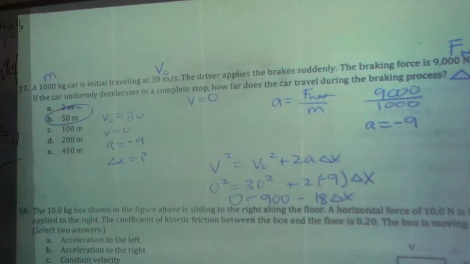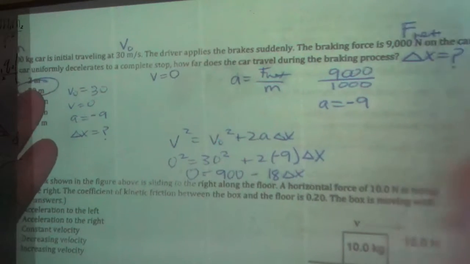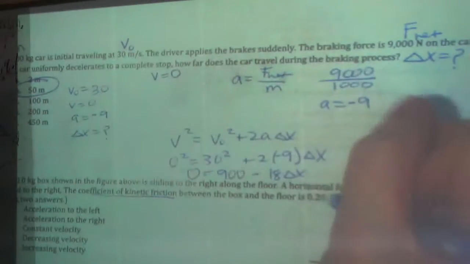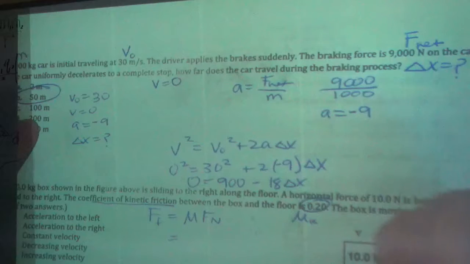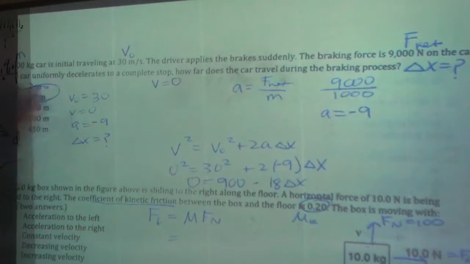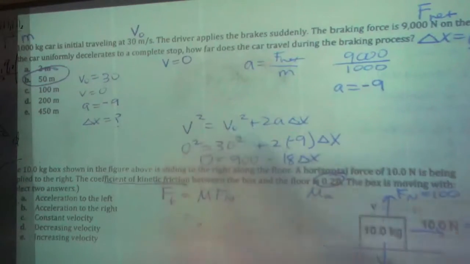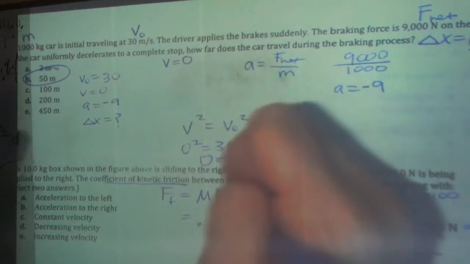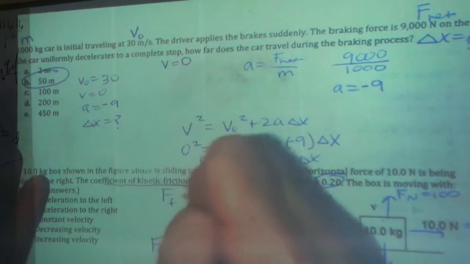Number 18: a 10 kilogram box is shown sliding to the right, with a horizontal force. So this is my applied force right here of 10 newtons. And then there's a coefficient of kinetic friction right here. So this is kinetic friction. I can find the force of kinetic friction pretty easily because my force of gravity is 10 times 10, 100, and my normal is 100 because it's balanced up and down. My coefficient of friction is 0.2. It's already moving, so I don't have to worry about static friction, or it being less or overcoming. It's just mu times N. So that gives me a force of friction of 20 newtons.